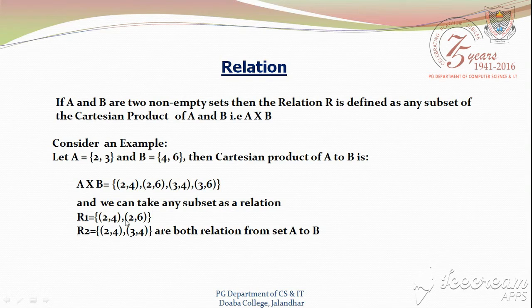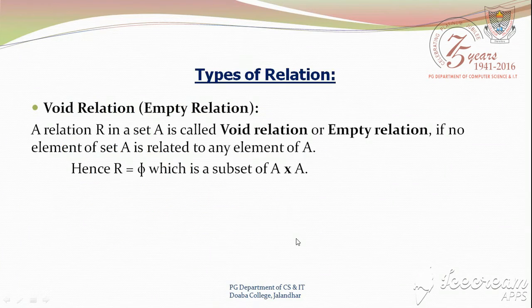Here we have written only 2 subsets, R1 and R2. R1 contains 2 elements which are the ordered pairs (2, 4) and (2, 6), and R2 again has 2 ordered pairs (2, 4) and (3, 4). Both are relations from set A to B.